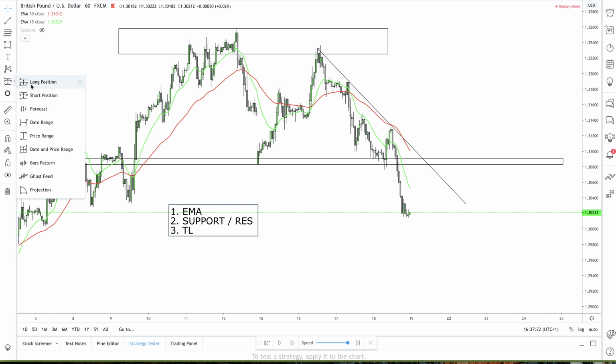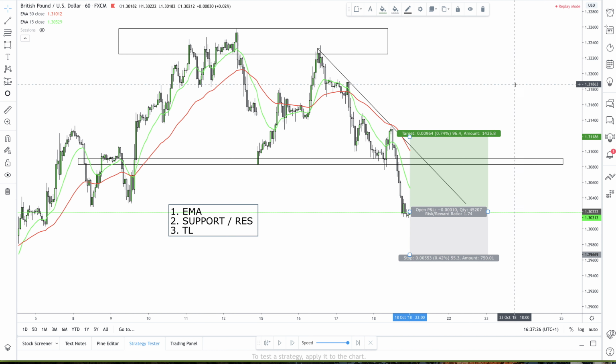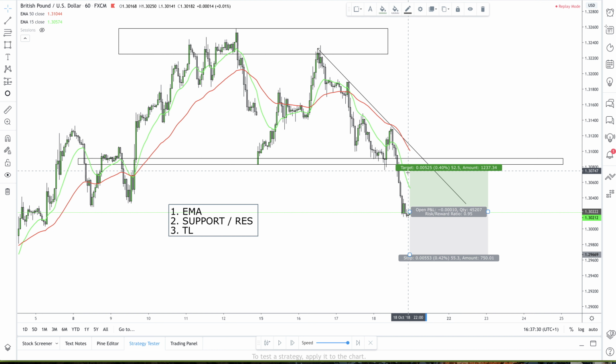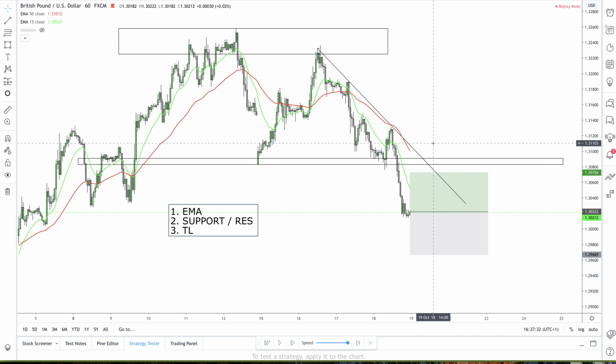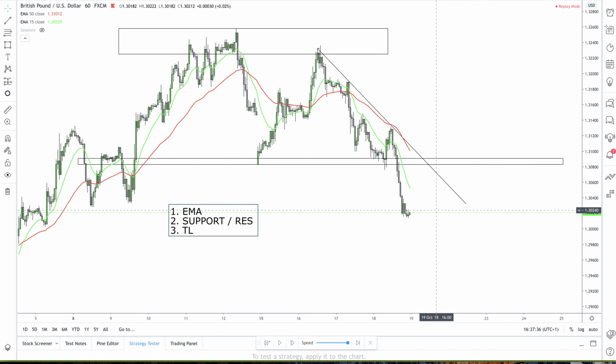You wouldn't have your TP up there above this zone, above the trend line, above the EMA. You'd have your TP before it. Why? Because it's an easier target to hit. So stop loss behind barriers, TP in front, because you want the TP to hit easily. You don't want to make it a hard job for your TP to hit.